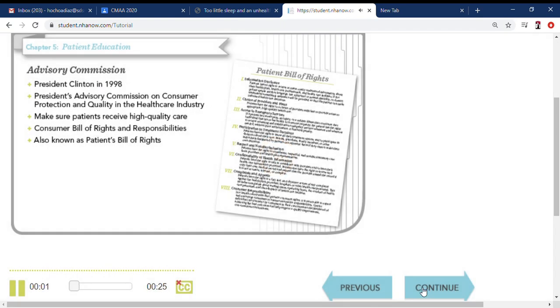In 1998, President Clinton created the President's Advisory Commission on Consumer Protection and Quality in the Healthcare Industry. The purpose of the commission was to make recommendations to make sure that patients receive high-quality health care. From this work emerged a document called the Consumer Bill of Rights and Responsibilities, referred to as the Patient's Bill of Rights.